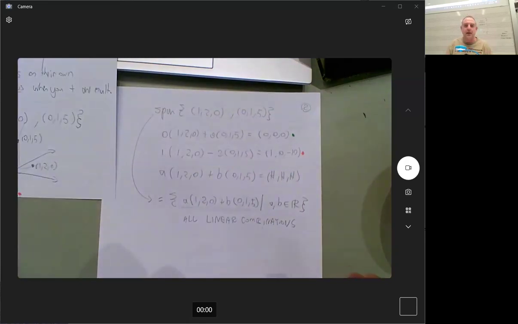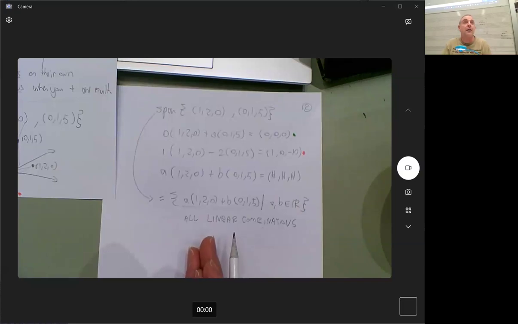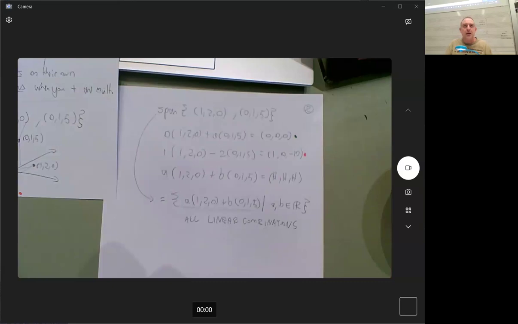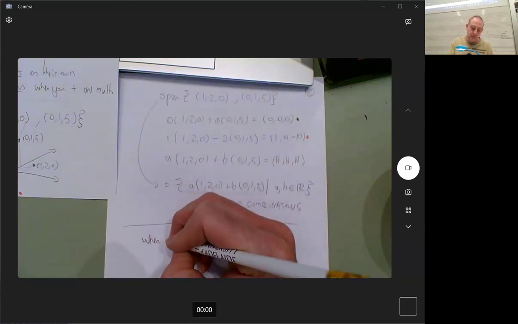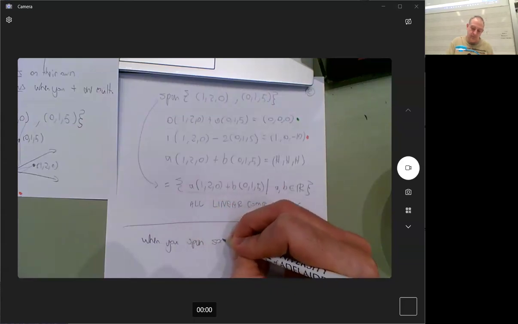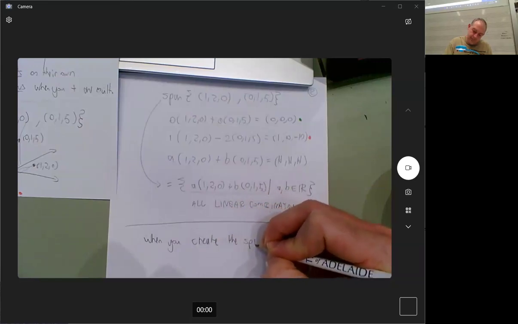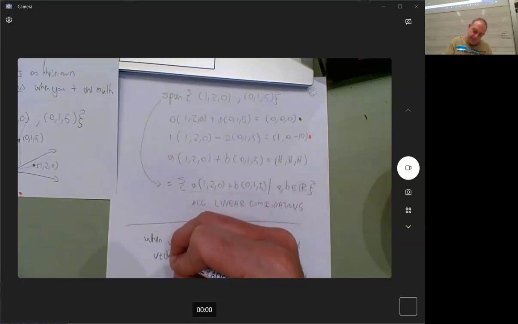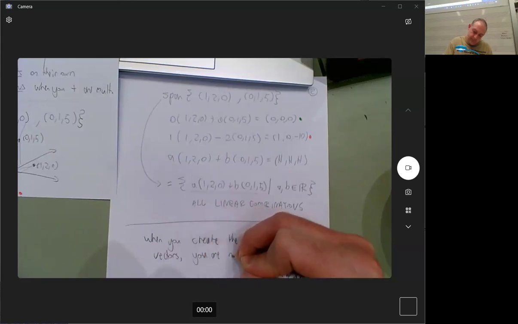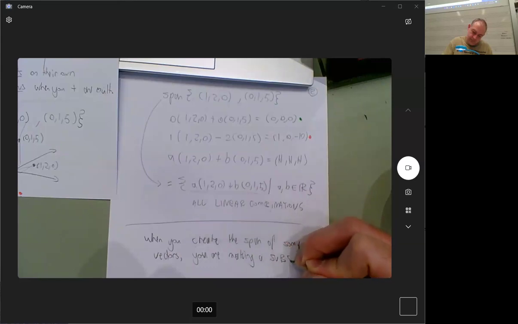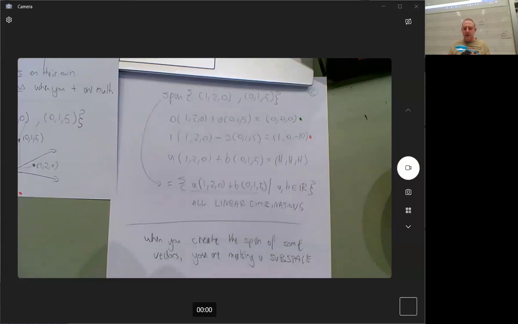Okay, that's spanning. And I have gotten very close to talking about what subspaces are, because what spanning does, the act of spanning, and you get color in all those points, the object that you make is a subspace. So that's useful to say. It's not the definition of subspace, but it's useful to know that whenever you span some vectors, the object you make is a subspace. I'm just going to say, when you create the span of some vectors, you are making a subspace.